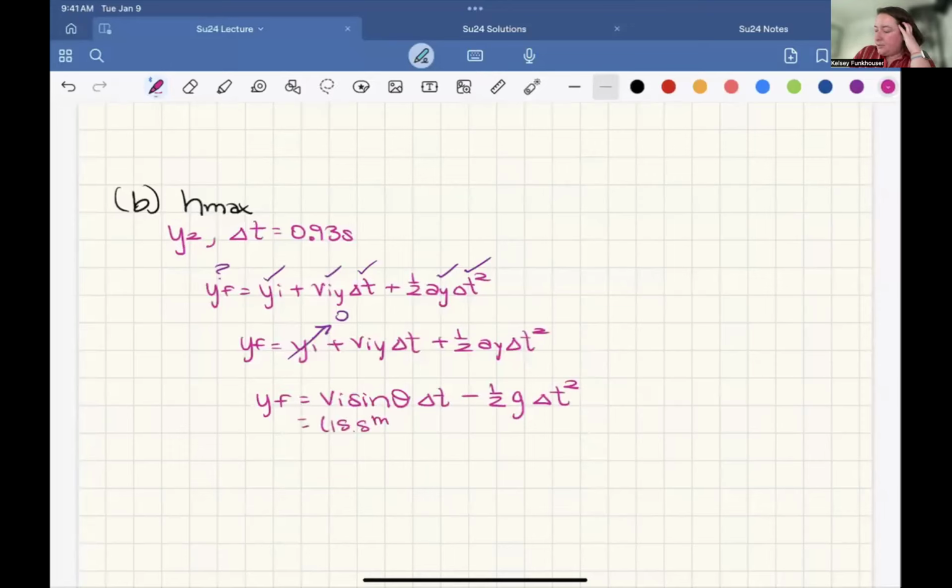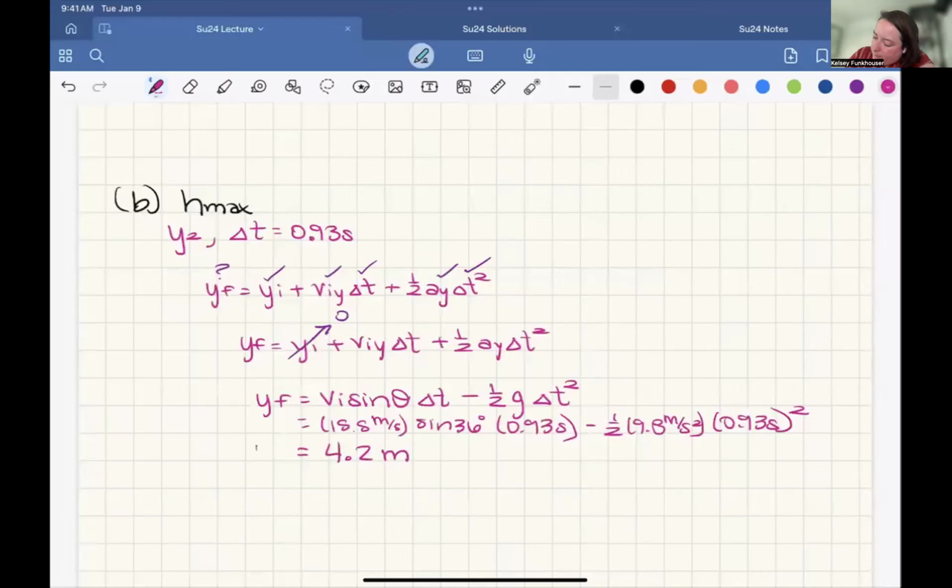15.5 meters per second, sine of 36 degrees, times the 0.93 seconds, minus 1/2 times 9.8 meters per second squared, times 0.93 seconds, whole thing squared. So that gives us a maximum height of 4.2 meters. Y max. There we go.